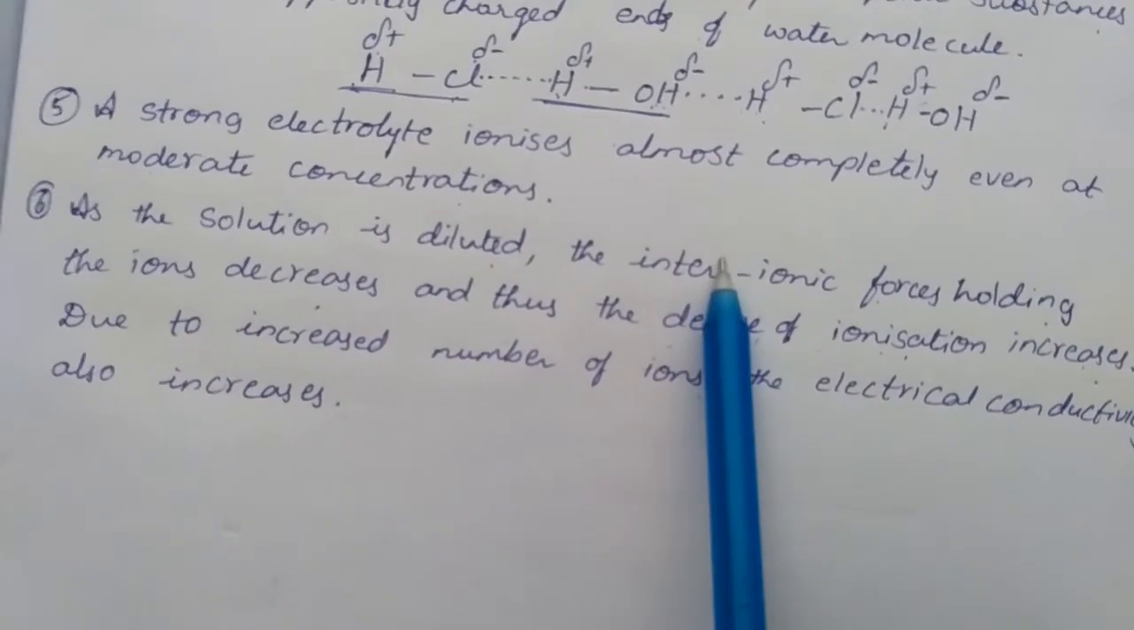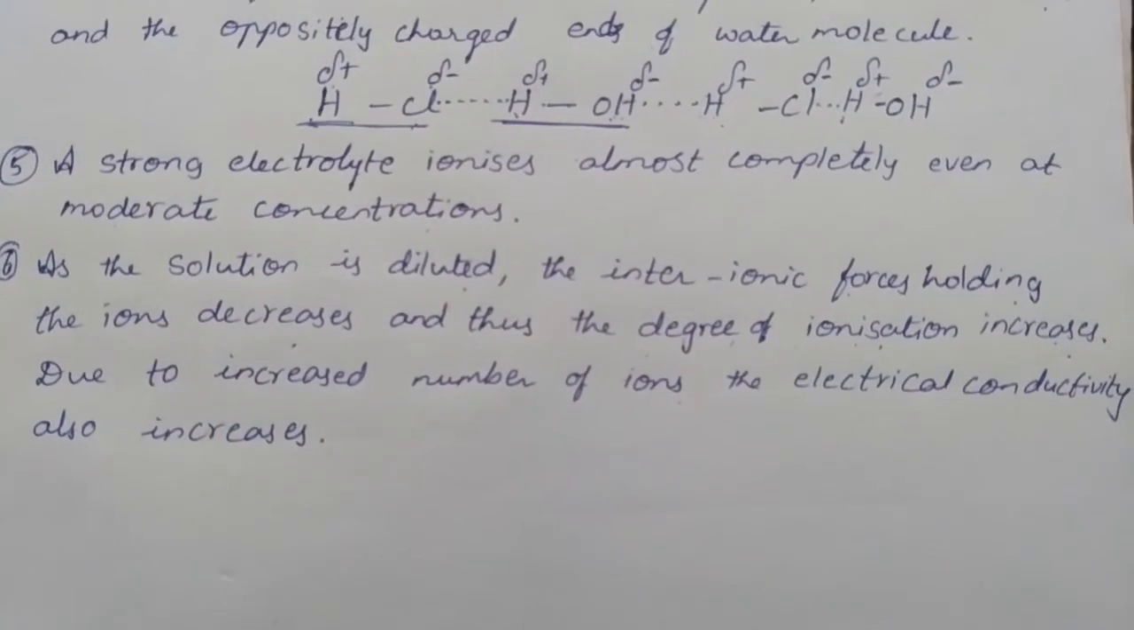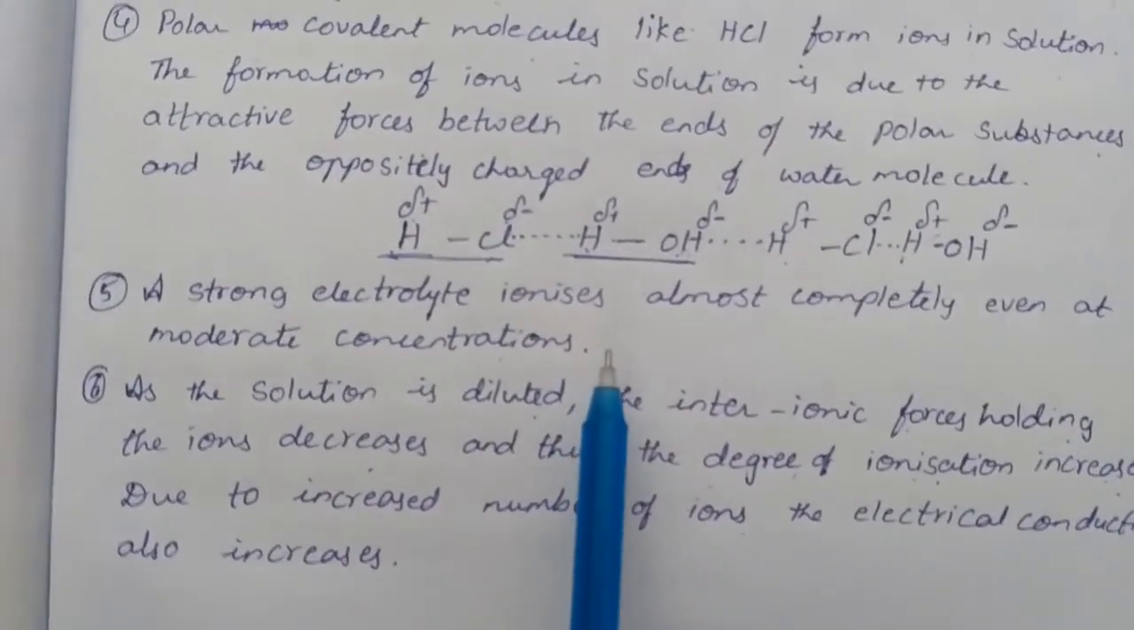These are the differences between electrolytic dissociation and the modern theory of ionization.